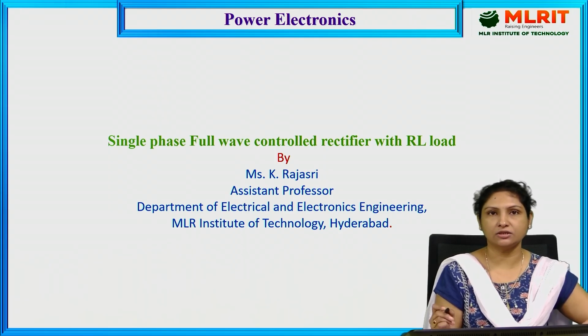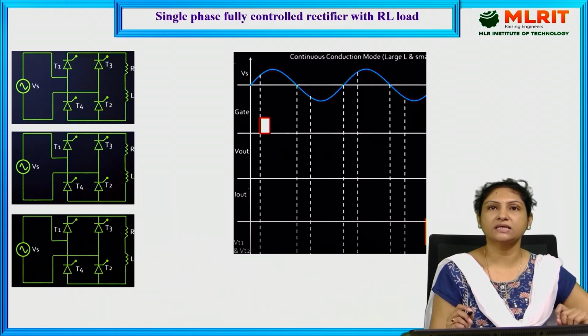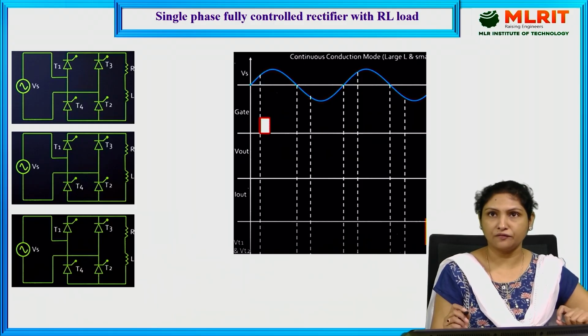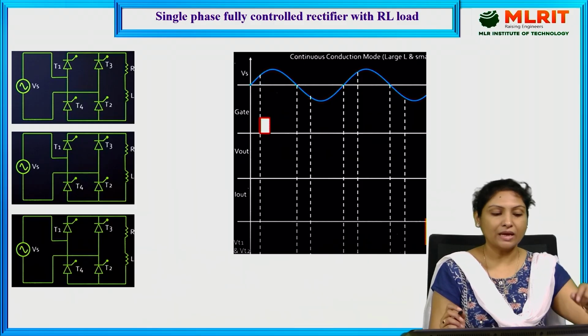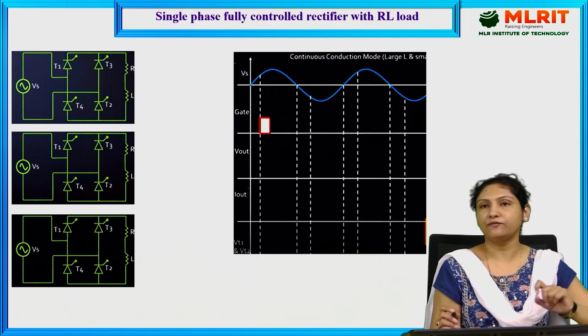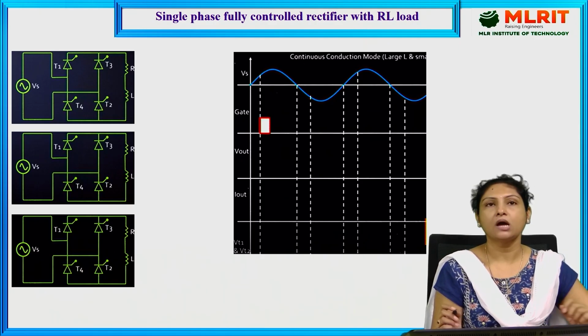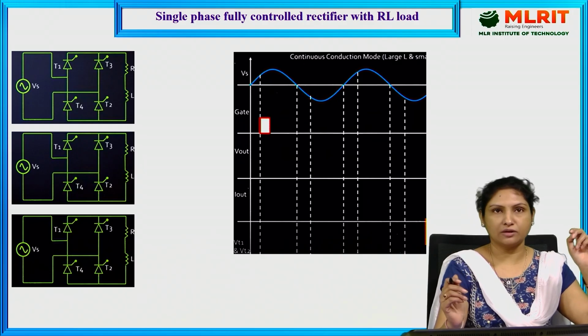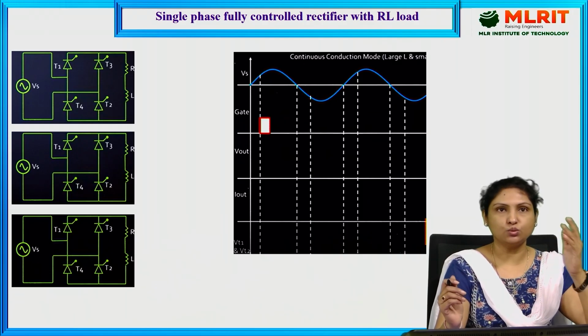And in today's lecture, I'll be discussing the single phase, full wave, controlled rectifier with RL load. So here in the single phase, fully controlled rectifier with RL load, we have thyristors 1, 2 and thyristors 3 and 4. We have 4 thyristors.